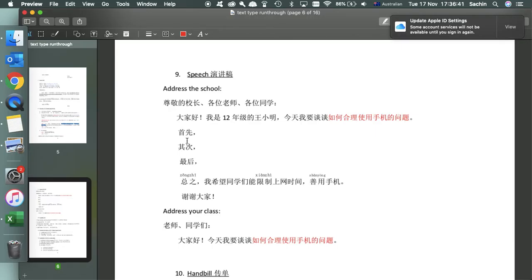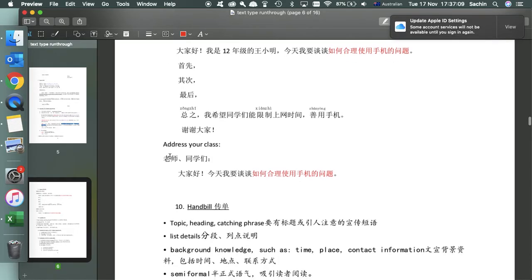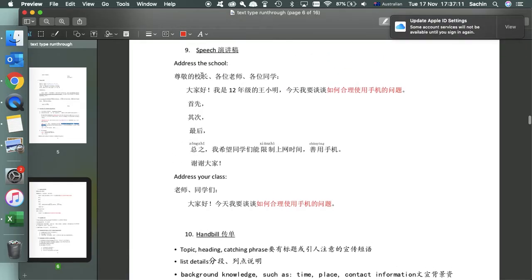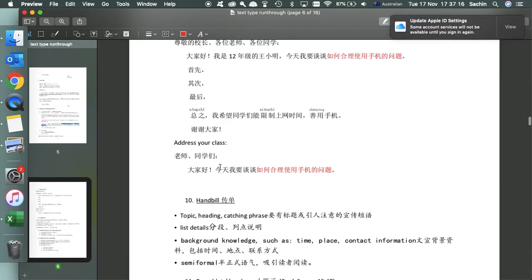And then of course you have 首先其次最后. So instead of 此外, we just have these three. And then you talk about the issue you want to discuss. And then you have 总之 to conclude. And then state your final message on the issue. So in this case, it's like, I hope students can restrict their internet time and use their phones effectively. And then you finish with 谢谢大家. If you're addressing just your class, you just remove the 尊敬的校长 and just have 尊敬的老师同学们 and then continue on as usual.